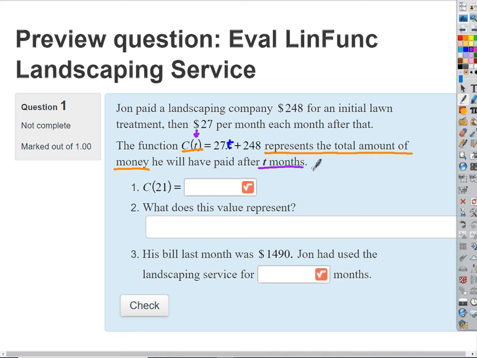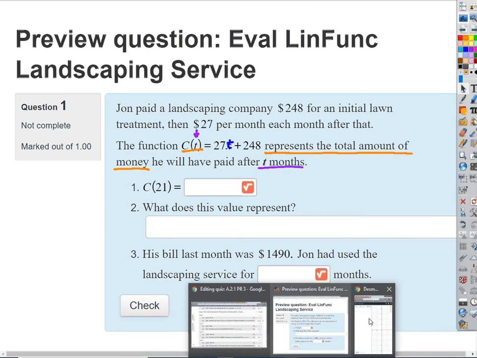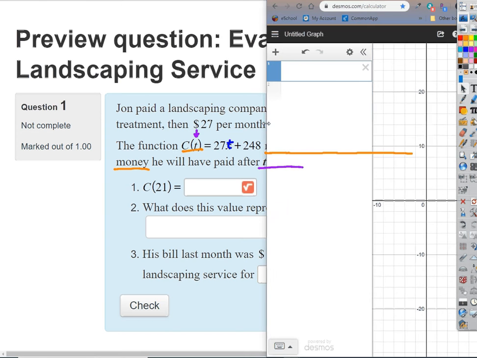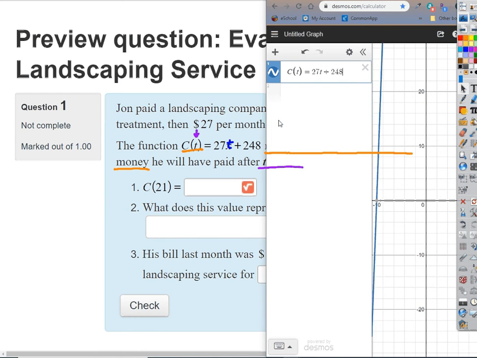So then C of 21, what do I do? Plug it in, right? All that's saying is we're going to evaluate this function when t equals 21. And I gave you the Desmos graphing utility to use on this problem, so let's get a little practice with that one more time. All we're going to do here is define the function. So there it is. C of t equals 27t plus 248.